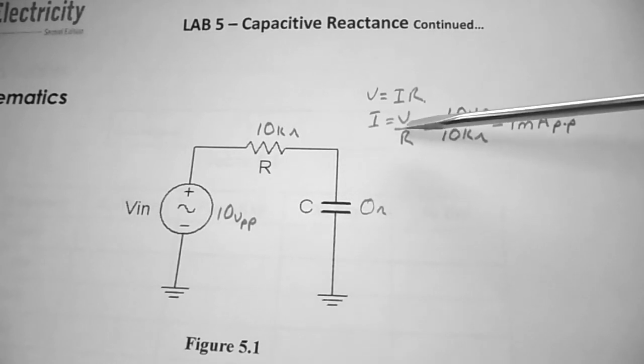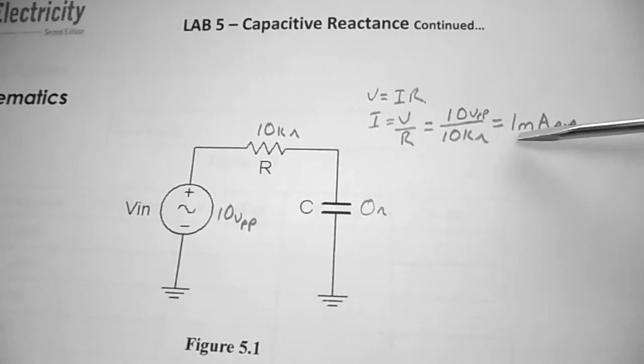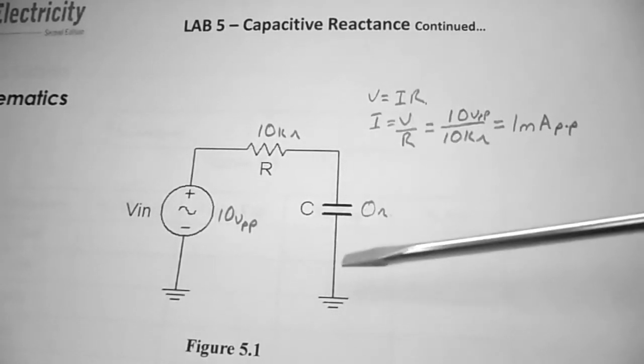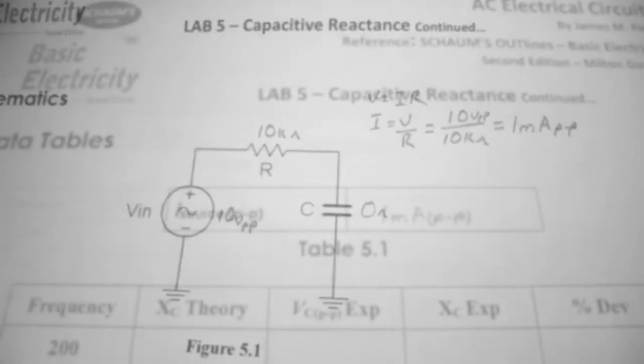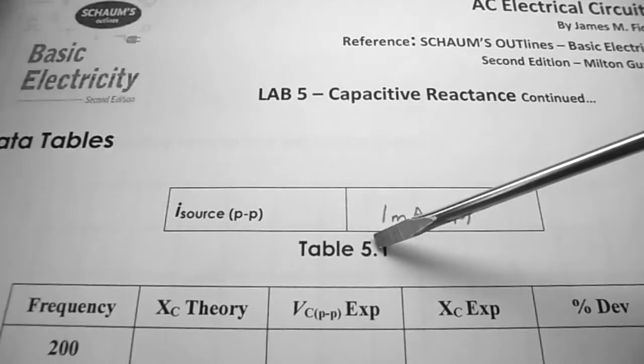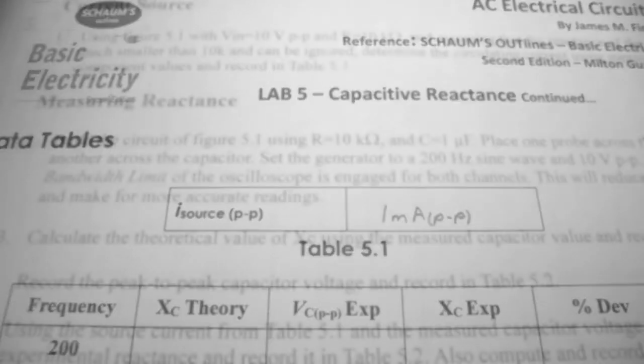I will be equal to V over R. So that's equal to 10 volts peak to peak divided by 10k ohms. So we're looking at 1 milliamp peak to peak circulating in our circuit, assuming XC is very, very small. So in table 5.1, I've recorded 1 milliamp peak to peak.